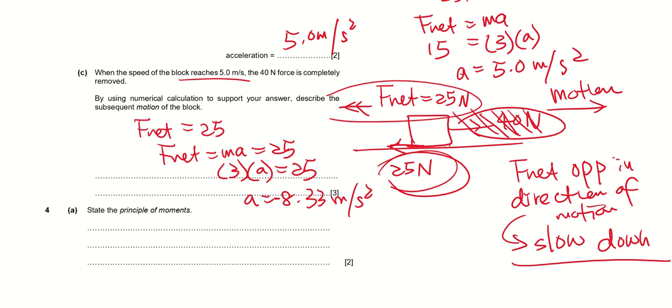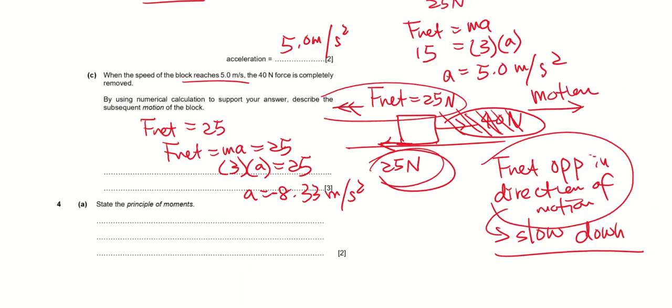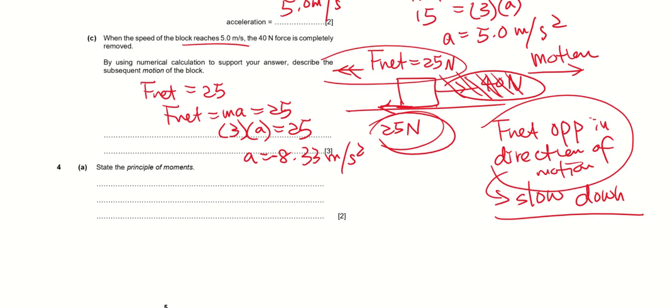Because it is slowing down, because F net is in a direction that's opposite to the direction of the motion of the box. Okay, so the box will actually move with a constant deceleration of 8.33. Deceleration of positive 8.33, because deceleration cannot be negative, right?